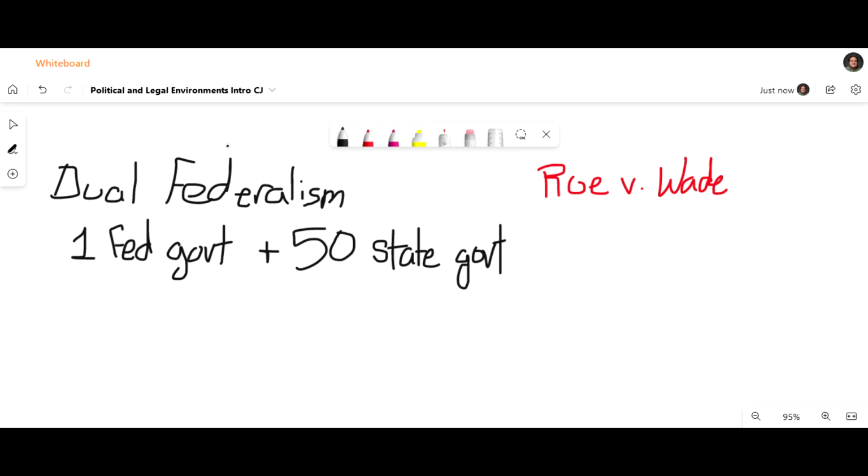And my possible essay question is, what is the issue with this? How will this work? Who should have more say in an individual's rights? Should it be the states or should it be the federal government? Question for thought, not for you to necessarily answer right now, but something to think about because it might show up later. All right, so that's a very brief overview of dual federalism.